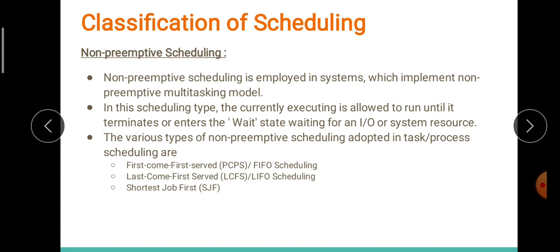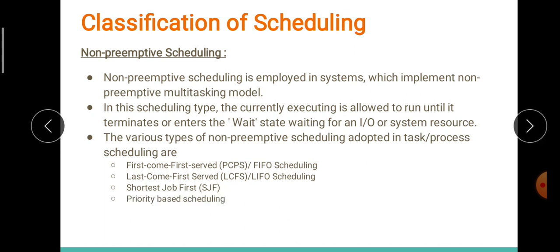Second task requires 5 minutes. Third task requires 1 minute. So the shortest job first means the third task will be done first, which has 1 minute of execution. Then the first task, which has 2 minutes. And then the second task, which has 5 minutes. So that is the shortest job first type of scheduling.